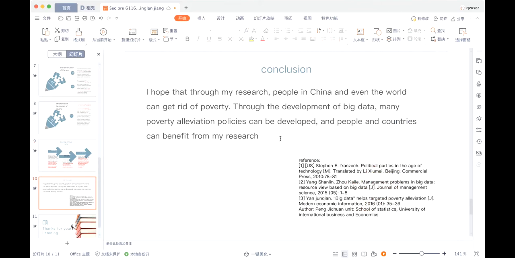Conclusion. I hope that through my research, people in China and even the world can get rid of poverty. Through the development of big data, many poverty alleviation policies can be developed, and people and countries can benefit from my research.